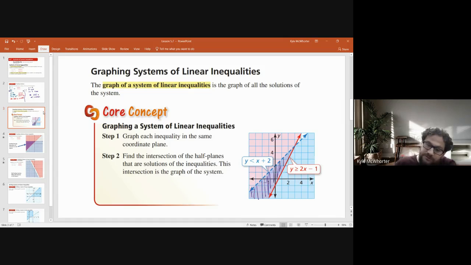So the solutions to the system of inequalities are all the points in the area where the shadings overlap. So for this one, it would be just in this purple area. It would include this red line right here because it's solid.